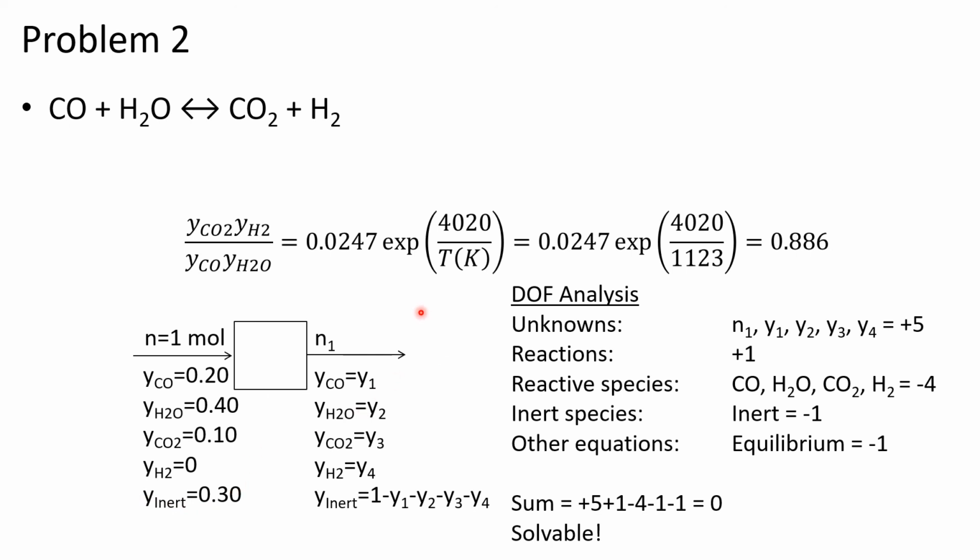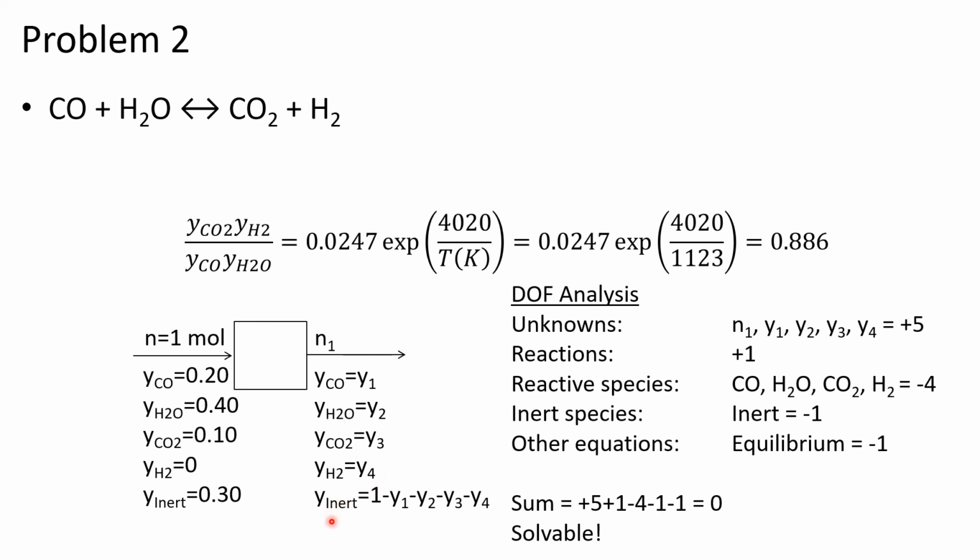For the product that comes out, we know nothing about it. We don't know the flow or the total amount that comes out, so we'll represent it by the variable n sub 1. We don't know the mole fraction of CO. We'll represent it by y1. Nor do we know the mole fraction of water. We'll use y2 to represent it. y3 will represent the unknown mole fraction of CO2. y4 will represent the unknown mole fraction of hydrogen.